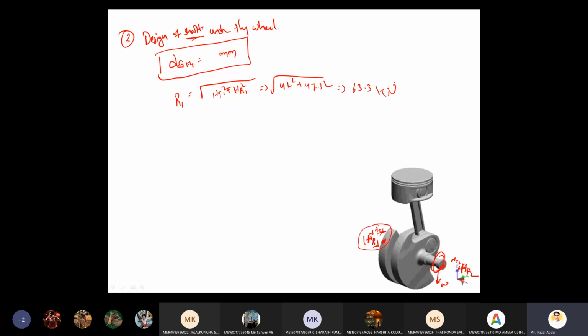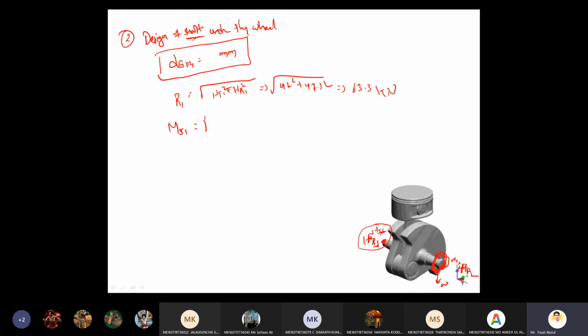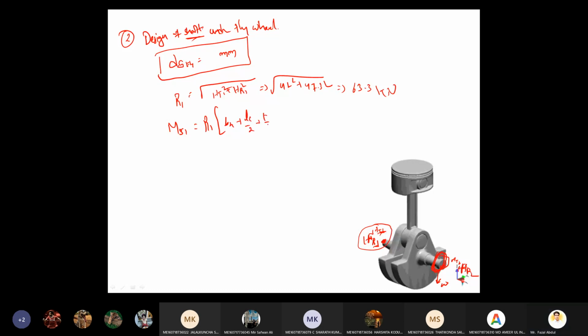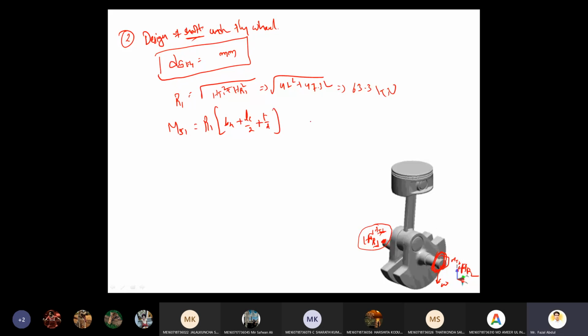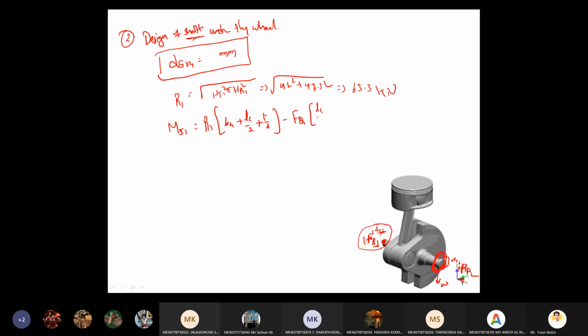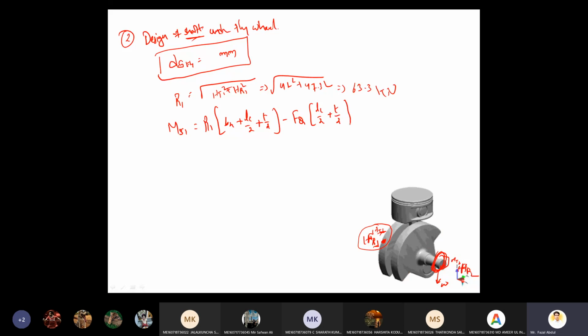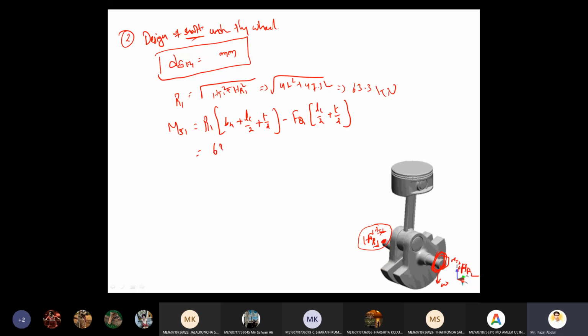And the bending moment at the juncture of the right hand crank. So already we derived this equation, the bending moment at the juncture of the right side where the flywheel is located, that is R1 into B2 plus LC by 2 plus T by 2, minus FQ into LC by 2 plus T by 2. This equation we already derived in the design procedure. Now what is R1? 63.3 kilonewtons we got.